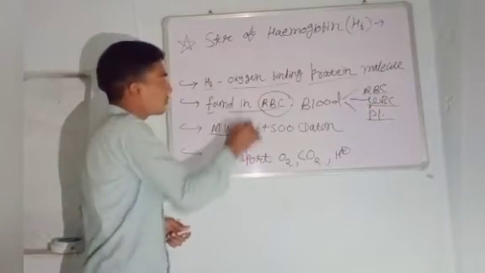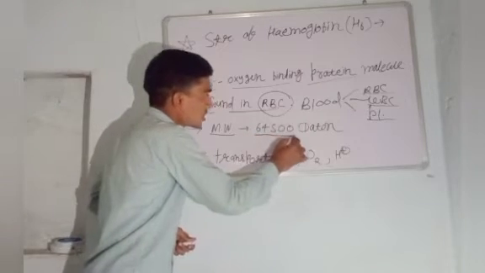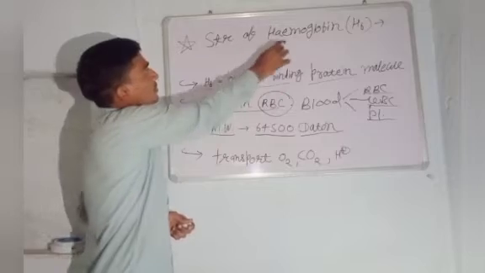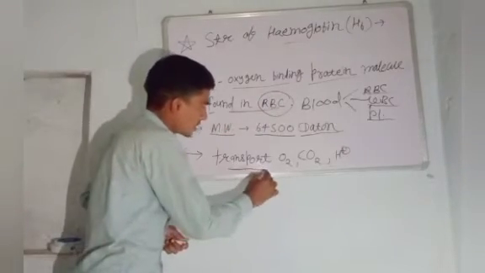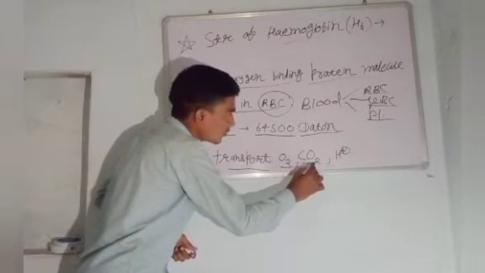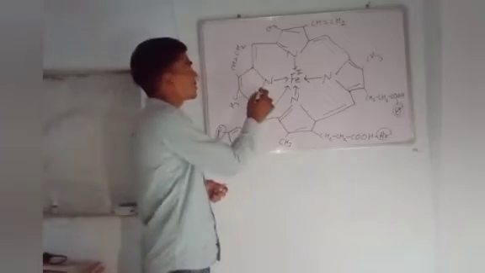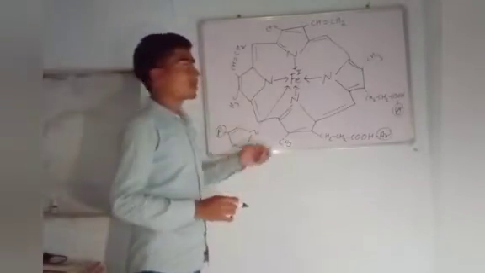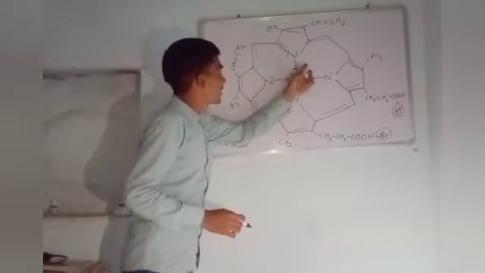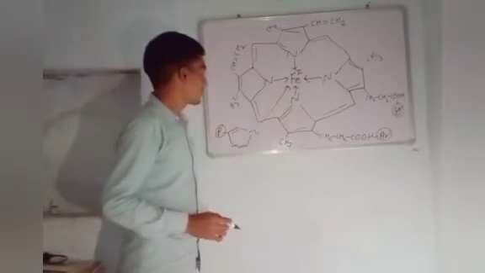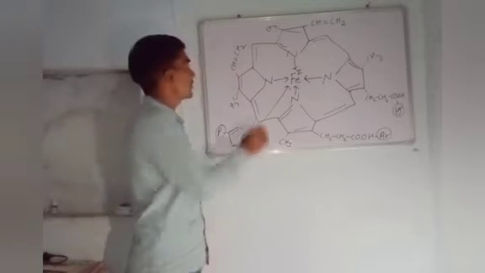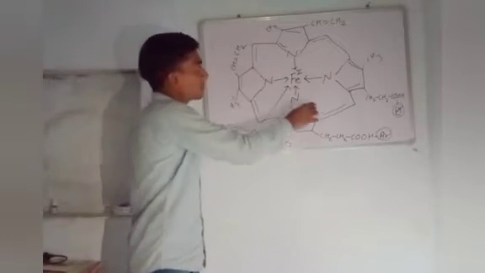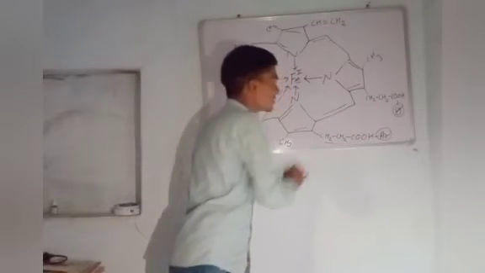The molecular weight of hemoglobin is 64,500 Dalton, and the function of hemoglobin is transportation of oxygen, CO2 and proton. This is the structure of hemoglobin, and here iron is coordinated to 4 nitrogen atoms of the pyrrole rings, and this structure contains 11 double bonds, 4 methyl groups and 2 propanoic acid groups.